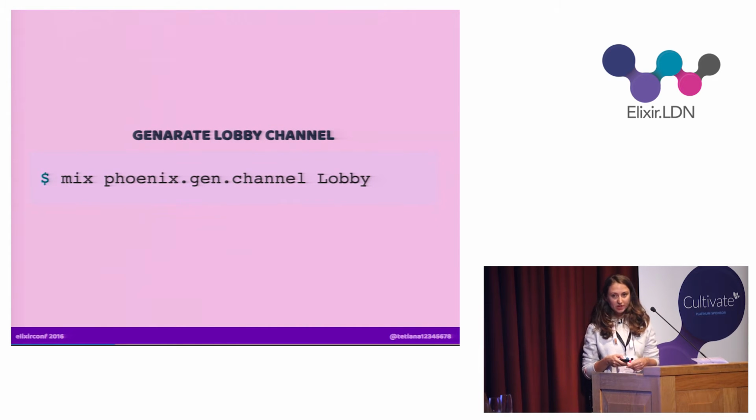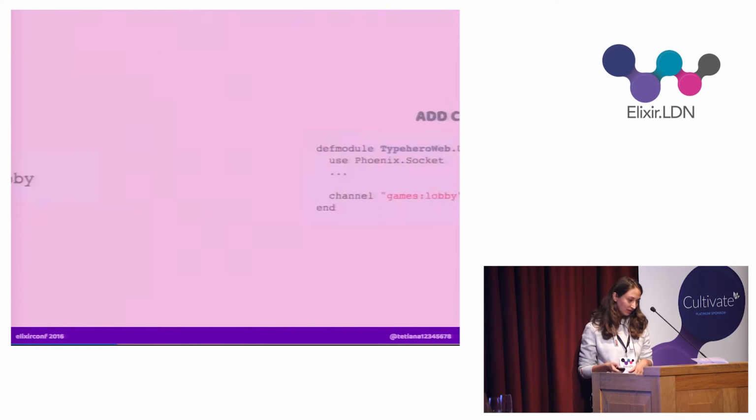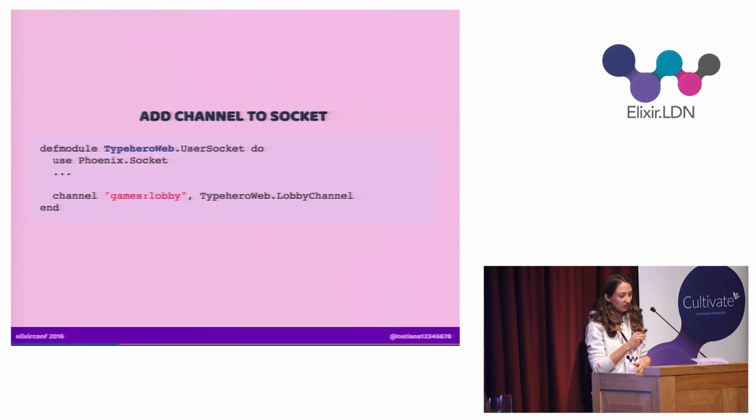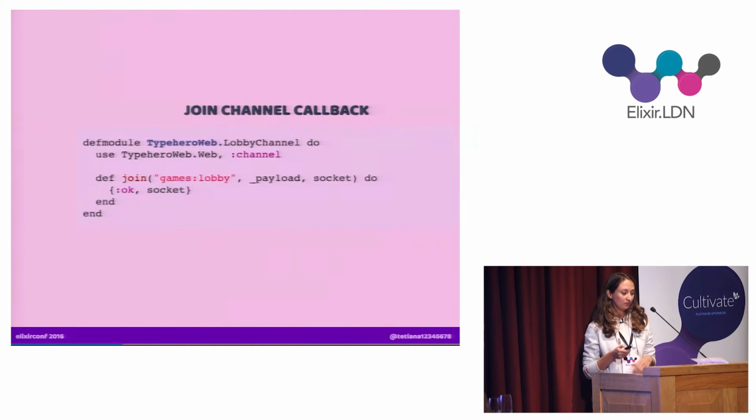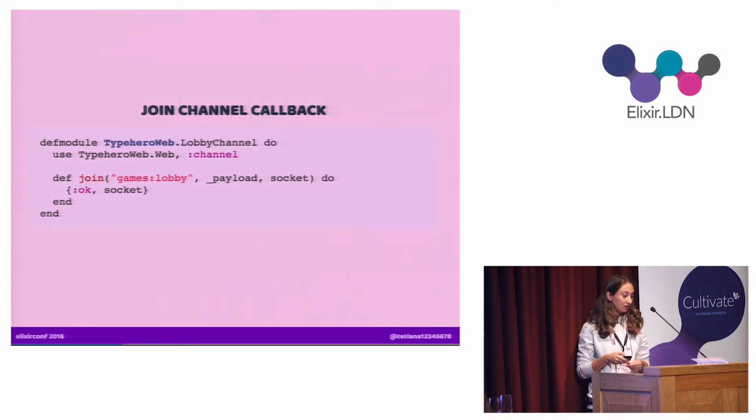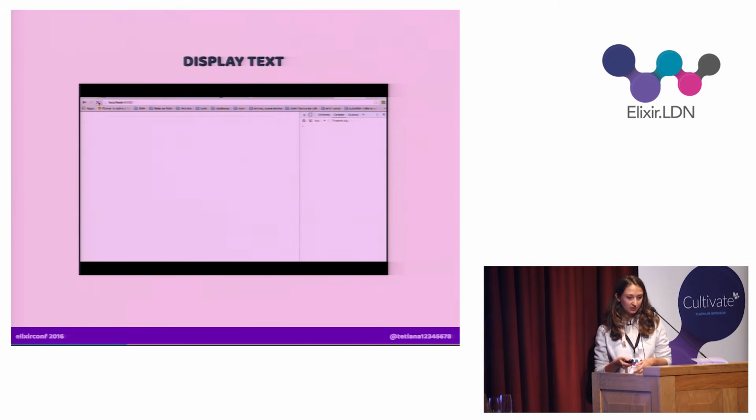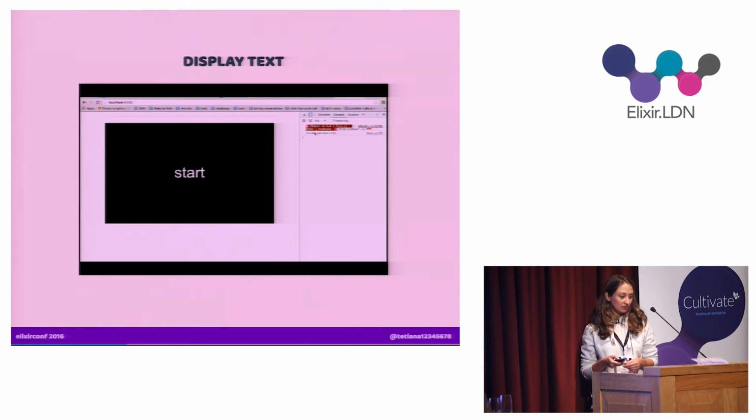Okay, we are connecting to the lobby channel, but we don't have it yet. Let's create it. Games lobby, this is the message we are passing, so we're making sure that this is the message we are also passing much on. And once we send a join message, we return an OK and a socket. And this is how it looks. At the moment, I just log into the console.